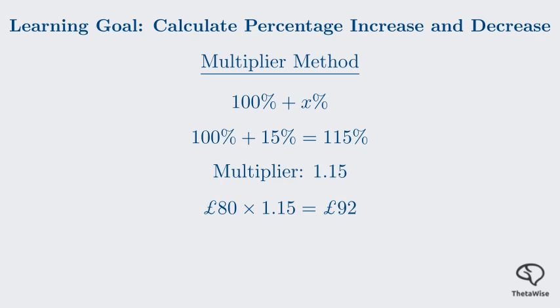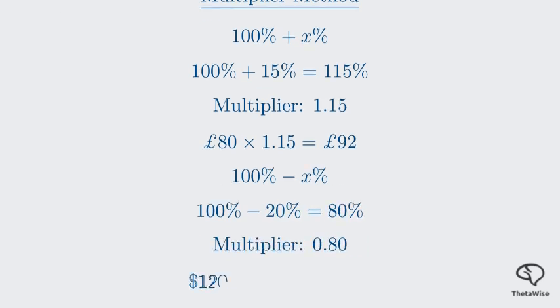Conversely, for a percentage decrease, we subtract from 100%. Imagine a car originally worth $12,000 depreciates by 20%. 100% minus 20% is 80%. So 0.80 is the multiplier. 12,000 times 0.8 equals 9,600. The new value is $9,600. Using multipliers is much faster, especially when dealing with compound interest or successive changes, which we'll see in later topics.